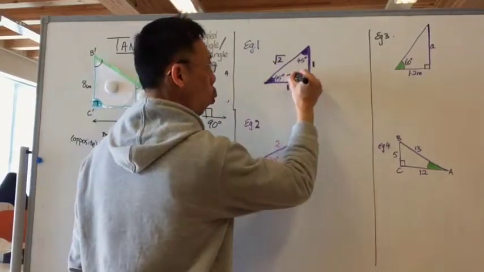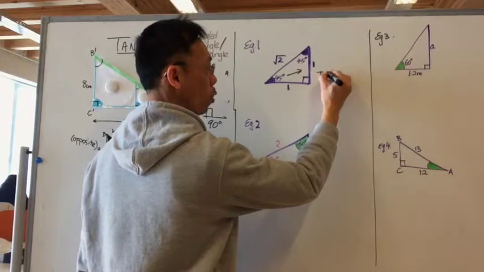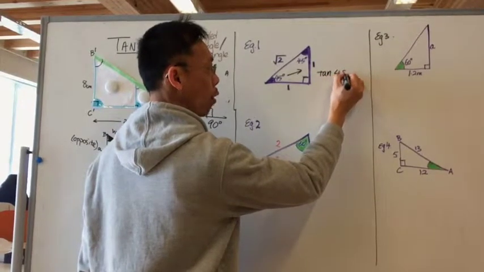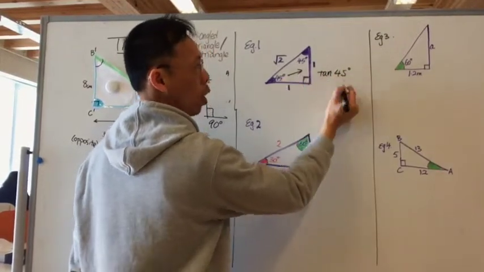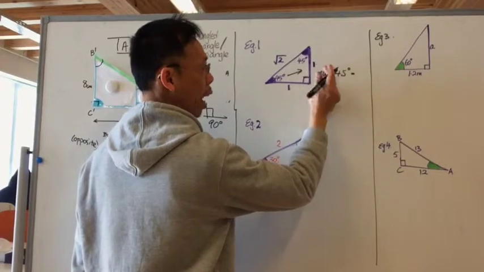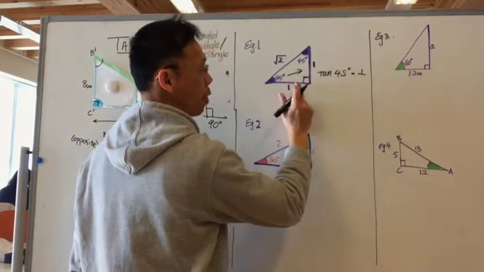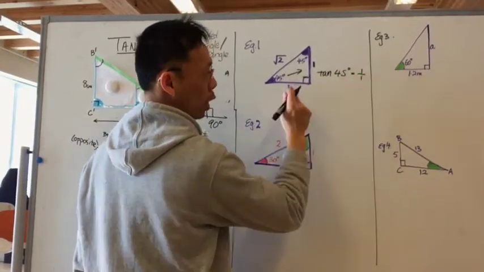So what is the tangent of 45 degrees? Well, tangent 45 degrees in this case is the opposite. The height here is 1, and the base, or the adjacent, is also 1.